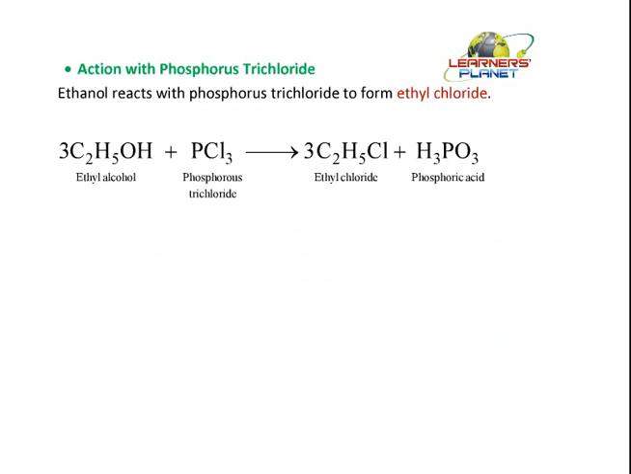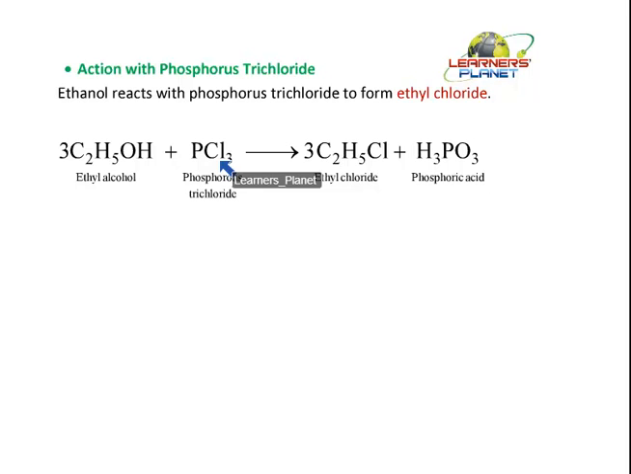So now let's take up its next property, that is action with phosphorus trichloride. Ethanol reacts with phosphorus trichloride to form ethyl chloride. Ethanol, you can take any alcohol here. It is not that because I am taking the example of ethanol, they will ask ethanol in your exams. It can be propanol, it can be butanol, or any alcohol. So what you need to remember is which atom is replacing which atom. Now in this case what is happening?